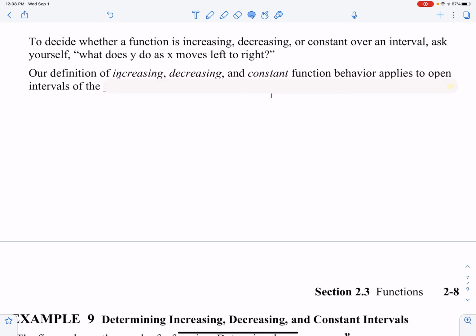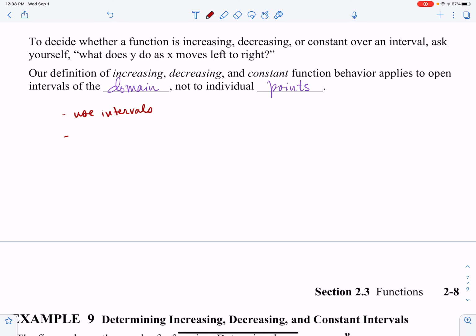All right, so our definition of increasing, decreasing, and constant behavior only applies to open intervals of the domain, not to specific points. And there's a couple things that I really want to point out here. So we're always going to use intervals. That's one thing to get from this. We're always going to use intervals.